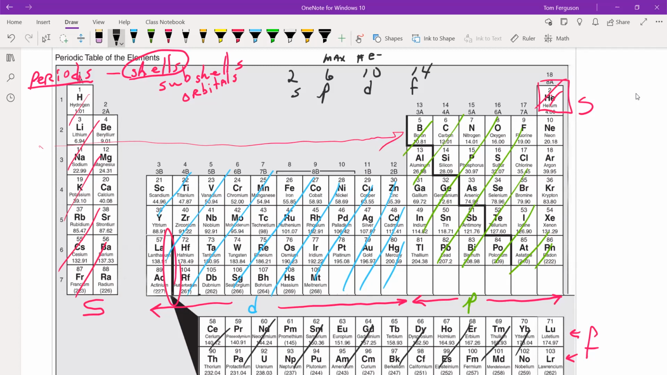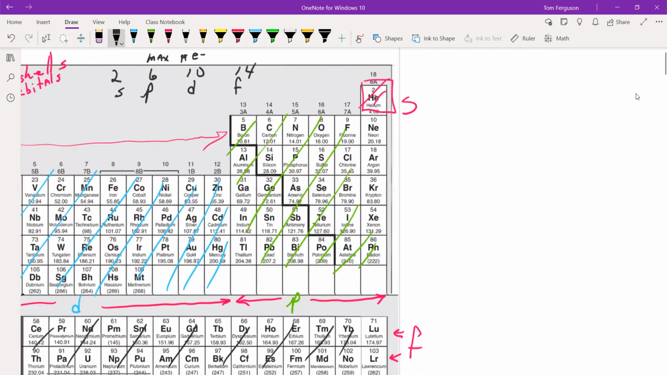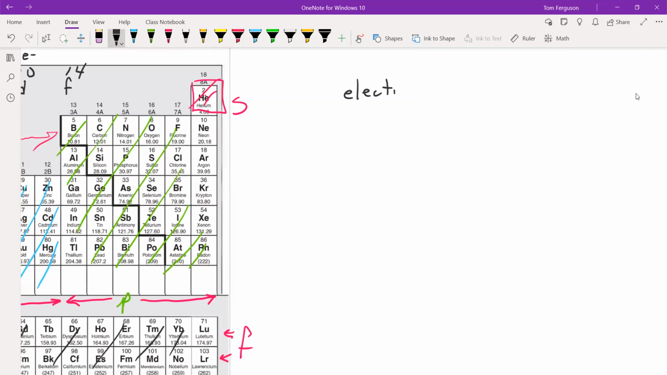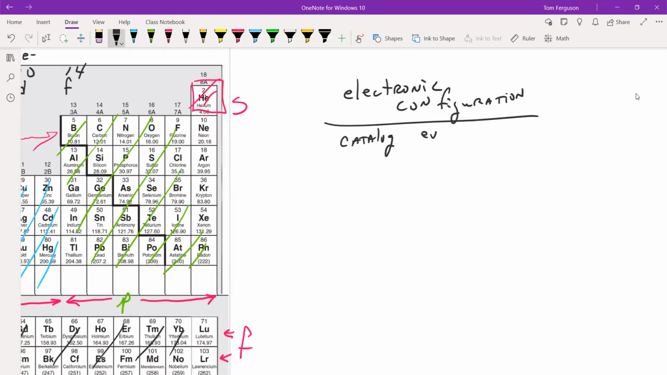Now, we're going to be doing something today called electronic configuration. What we're going to be doing is cataloging every electron in the elements. So if the element has 6 electrons, we have to account for all 6 electrons and where they're located and what orbital they're in. So let me show you the way the cataloging goes.